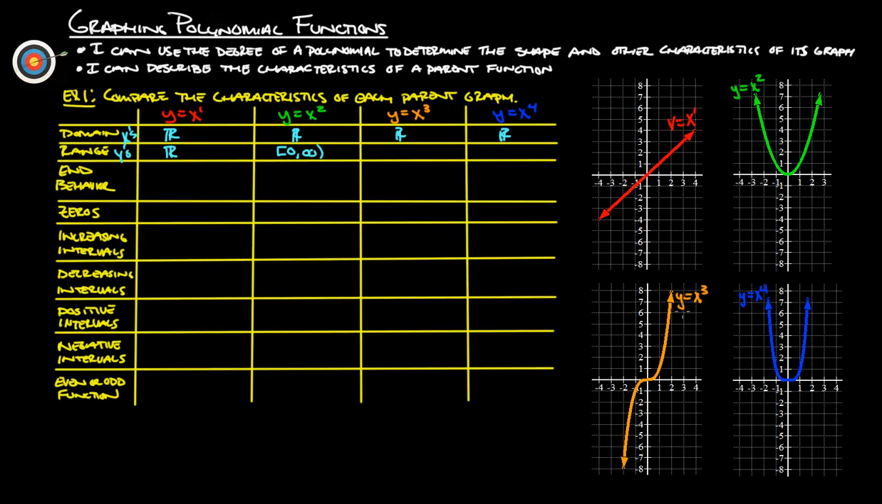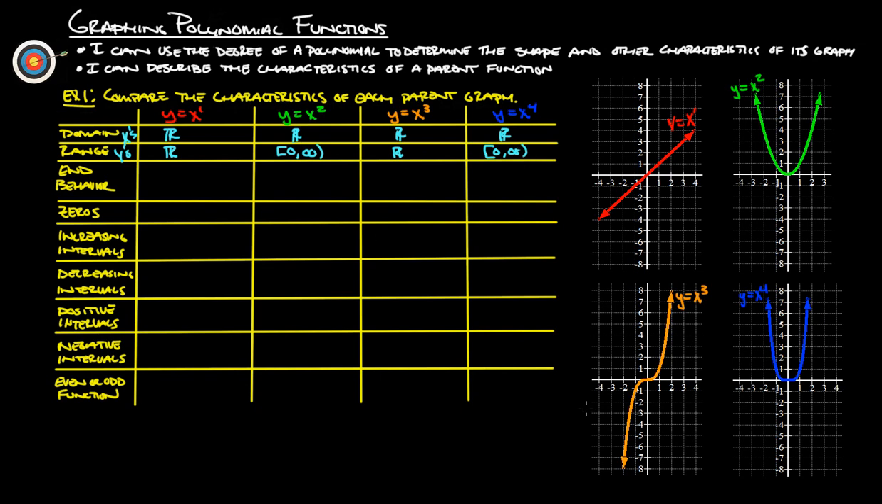Now, if you look at x cubed, it goes forever and ever down, forever and ever up, so this is also all real numbers. And if you look at x to the fourth, it comes down, makes a little wiggle down here, and goes back up. So it's going to be the same as x squared, 0 to infinity.